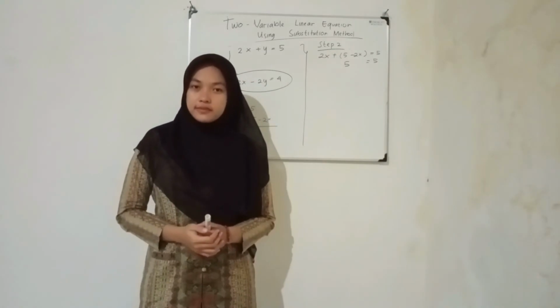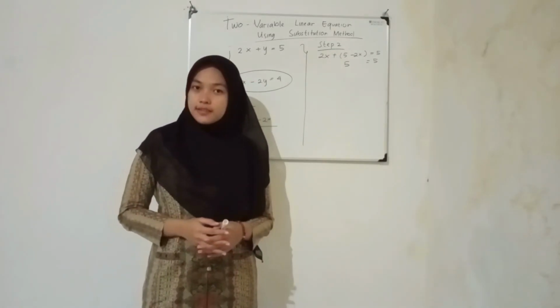To solve using the substitution method, ma'am, we do some steps as follows. First, change one variable into the form y equals ax plus b or x equals ay plus b with respect to the other variable in one equation. And second, the variable that has become a function is substituted into the other linear equation, ma'am. Very good, Sarah. Okay guys, anything else?